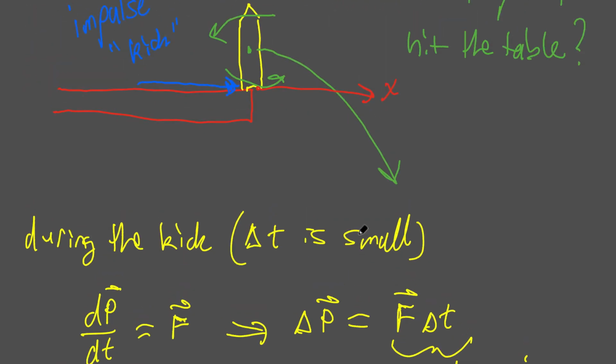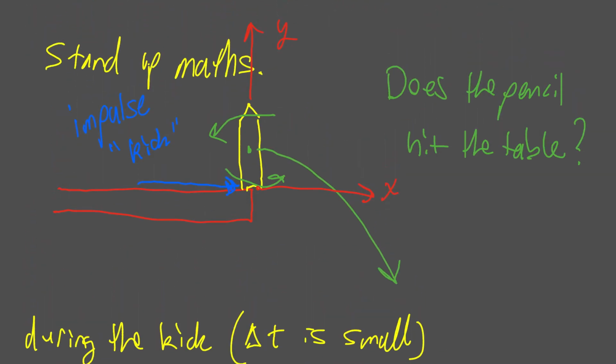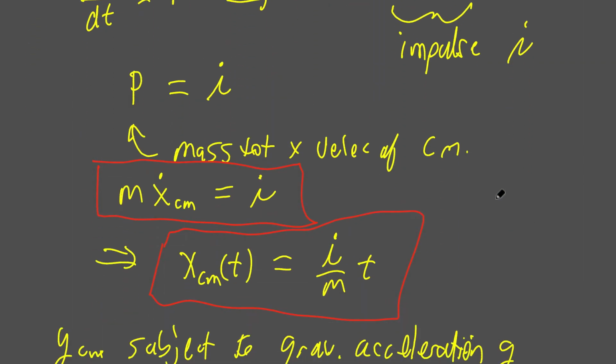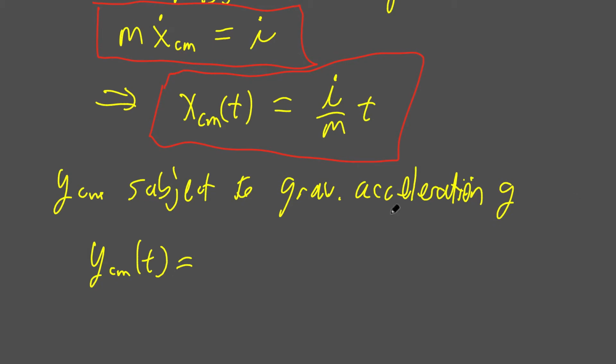Now let's see. Let's let the pencil have a length of 2a. So the center of mass is at a height a above the origin. So this will be a minus 1/2 gt squared.